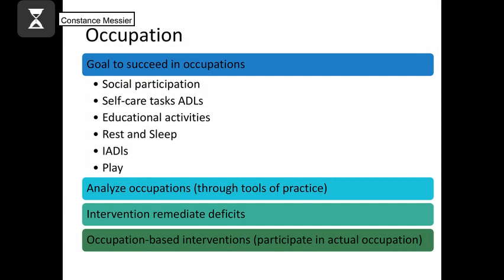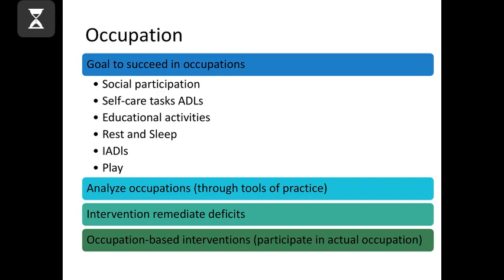Occupation. I'm not going to spend a long time on this slide. We know that the goal of OT is to help kids participate in their desired occupations. When we think of kids, we think of education, we think of socialization, we think of play and leisure, and rest and sleep. IADLs. So what do we do? We analyze the occupations. We're masters of activity analysis, right? So we're going to analyze the occupations. We're going to find the areas that there's a glitch in. We're going to remediate the deficits to assist a child to be able to engage in the occupation.